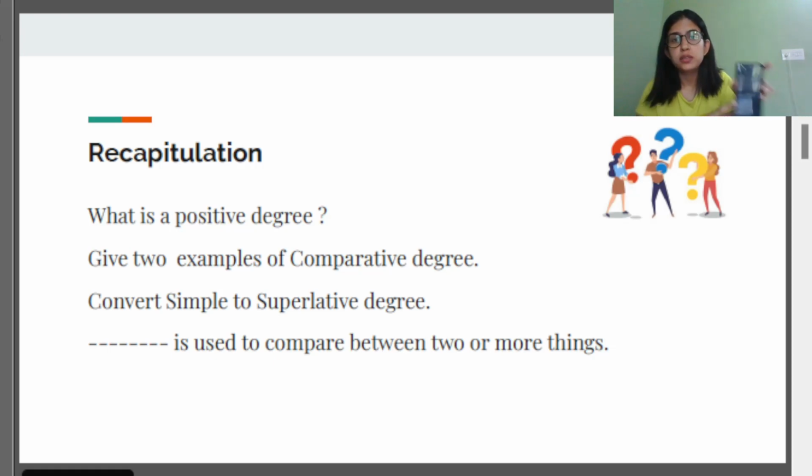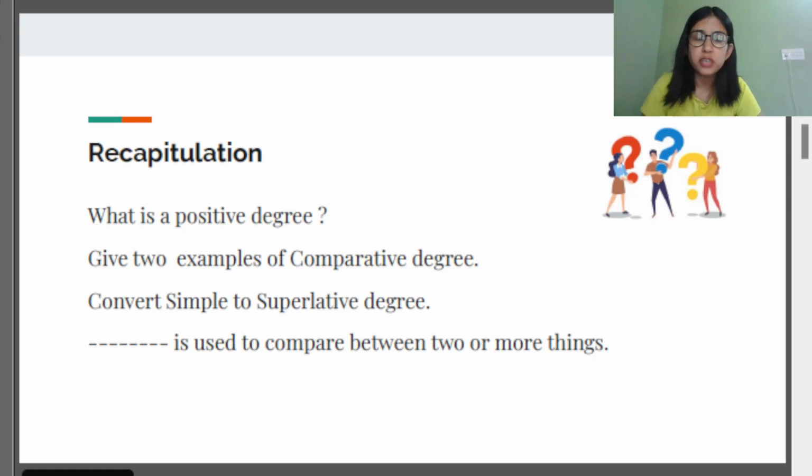So this phone is the blackest of all the phones in this room, right? Or I have the largest house in the colony, or I am the youngest in the family. So I have compared all my siblings and all my family members, and I'm saying that I am the youngest in the family. There I have used the superlative degree.